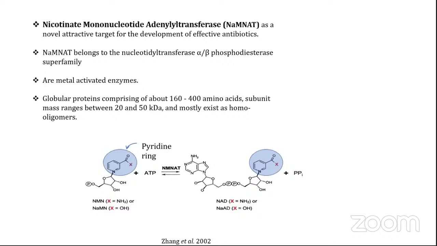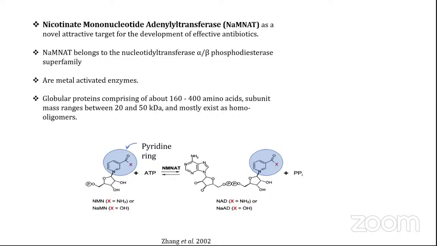I would also like to say that the enzyme is a globular protein. It comprises about 160 to 400 amino acids, and it has a subunit mass which ranges between 20 to 50 kilodaltons, and it exists majorly as a homodimer, although a couple of NAMNATs have been shown to be monomers.